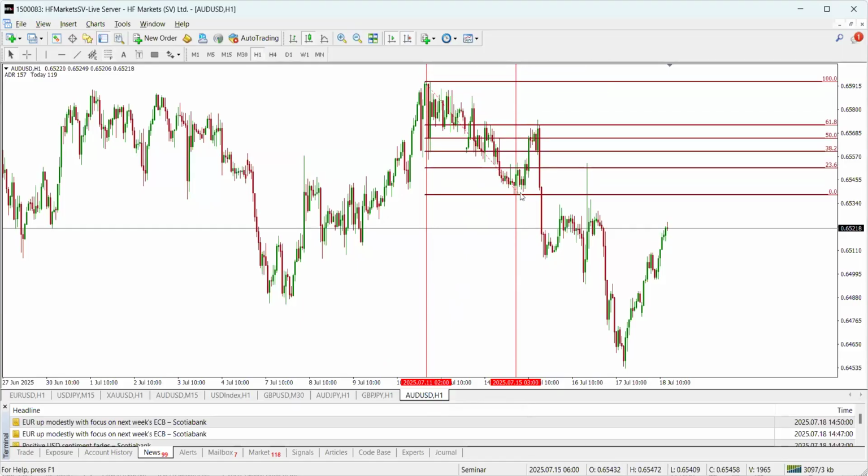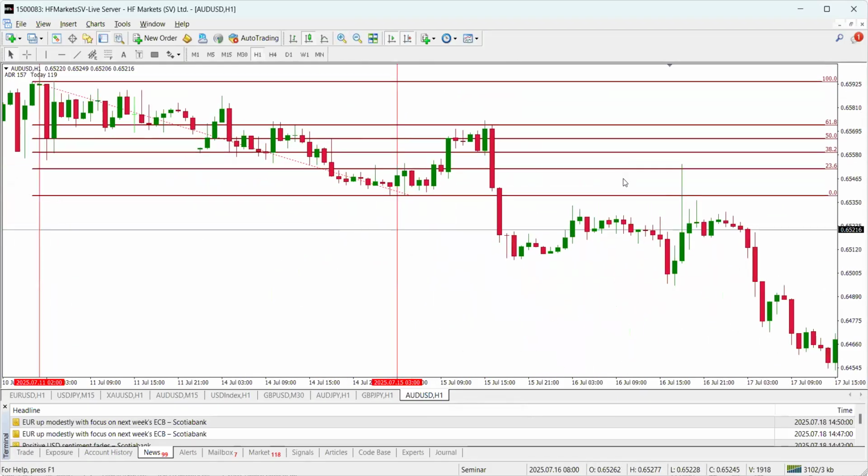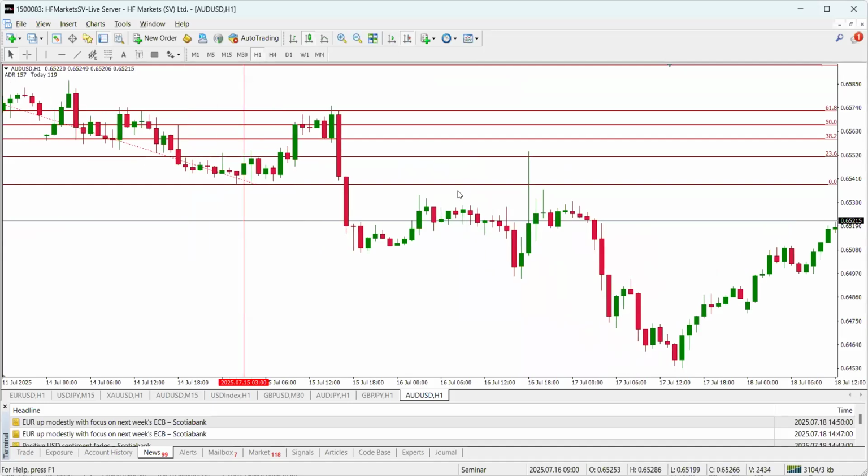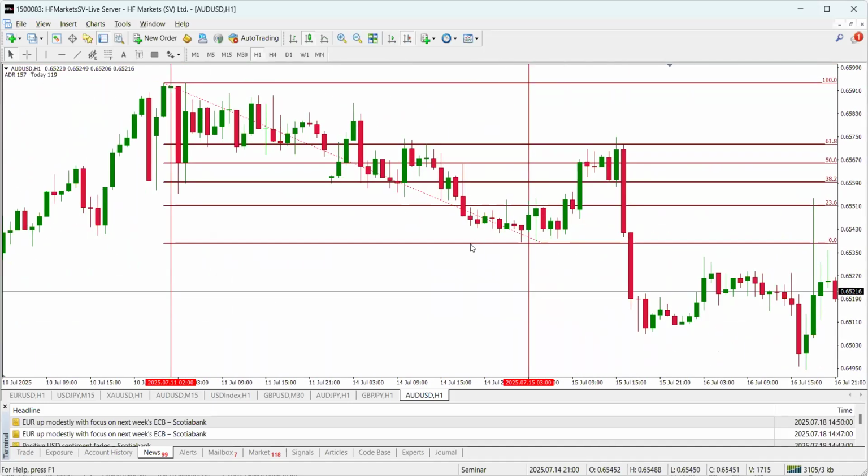Can you see it? In this case, price first pulled back to 23.6. Assuming, well, maybe you see it better. Right? Price first pulled back to 23.6 before continuing lower a little bit, but it didn't hold. Eventually, it was 61.8 that held, and price went down.